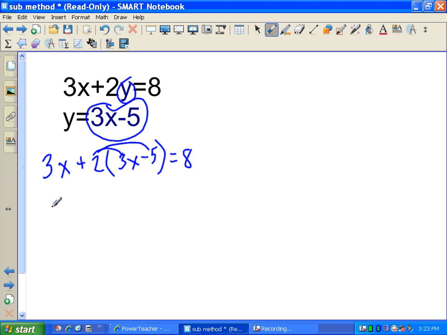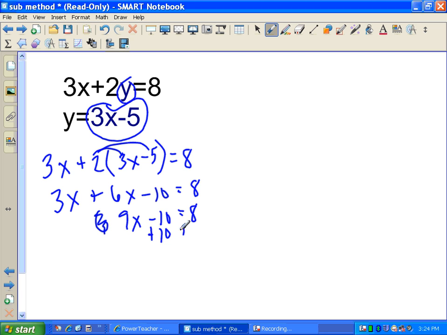Distributive property. 3x plus 2 times 3 is 6x. 2 times negative 5 is negative 10. It's equal to 8. 3x plus 6x is 9x. Minus 10 is equal to 8. If we add 10, 9x is equal to 18. Divide by 9. X equals 2.